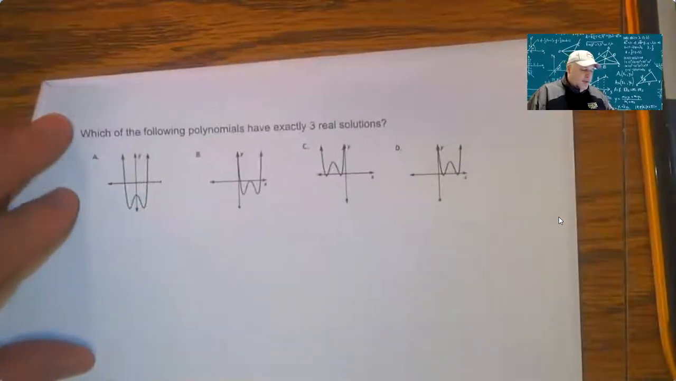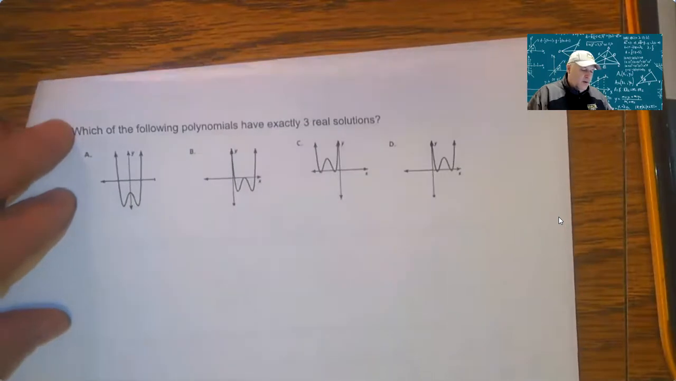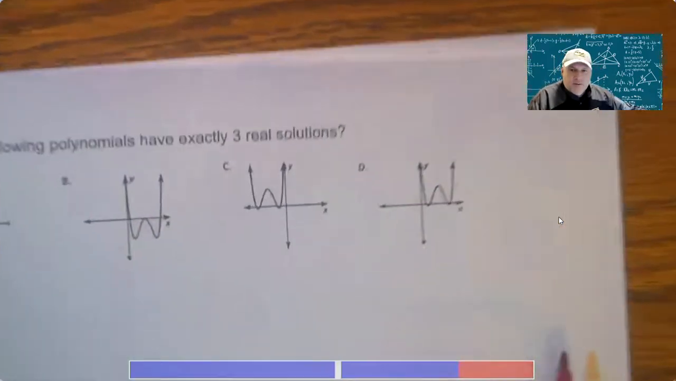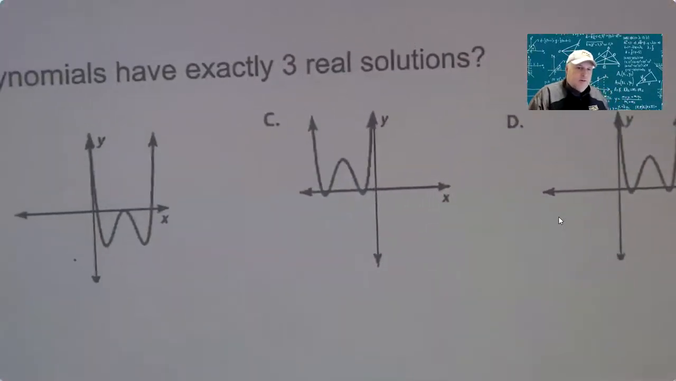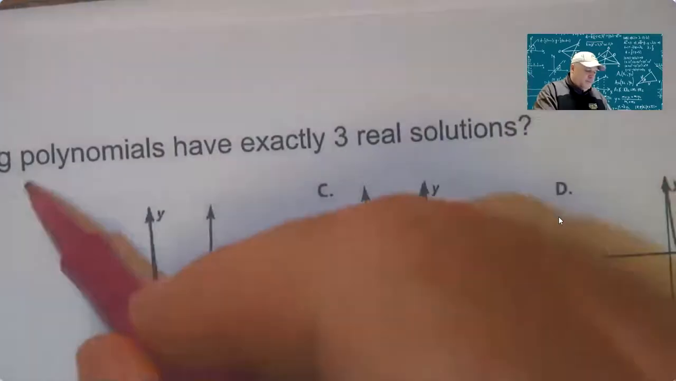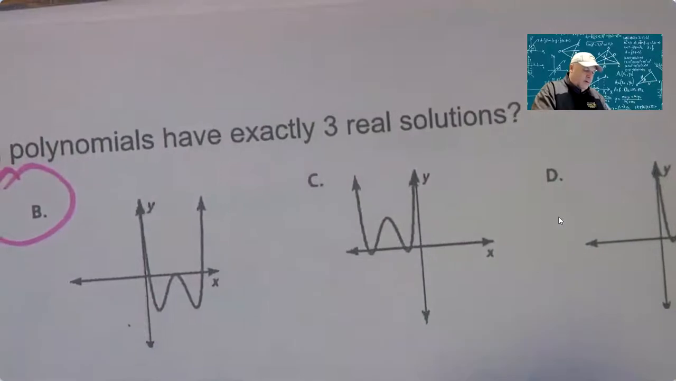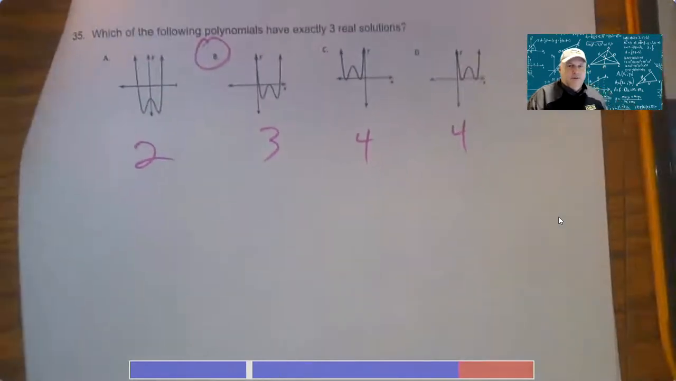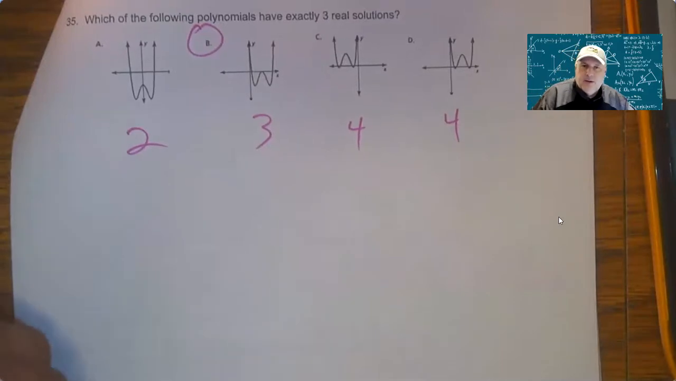Which of the following polynomials has exactly 3 real solutions? So if you zoom into these, there's 4 on each of these ends. It's really hard to see, but they do cut in. And so the 3 would be B. And that is the conclusion of the solutions to the first exam review for the final exam in the second trimester.